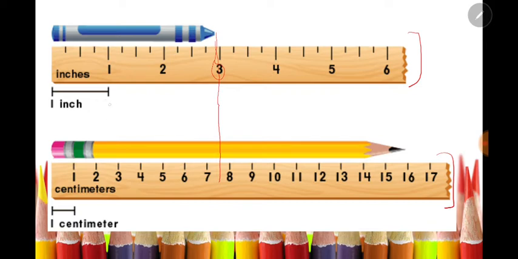Inch is about 2.5 centimeter. Let's bring this pencil. When I want to measure anything, I have to start my point in 0. And then I read the last measurement, which is 16. So this pencil measurement in length is 16 centimeter. And this is a crayon, it's about 3 inches. So you have to know from this picture that the inch is greater than centimeter in measurements. 1 inch equals about 2.5 centimeters.